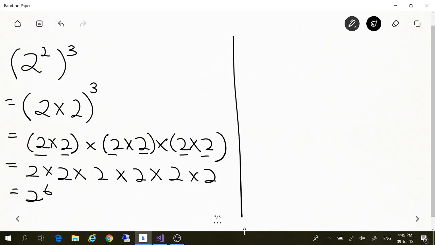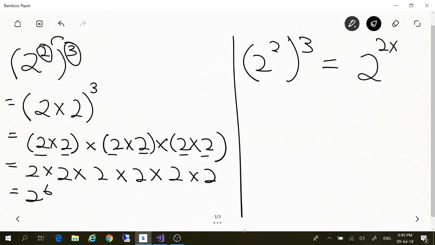To keep things easier, isn't this the multiplication of 2 and 3? So 2 to the power of 2, bracket to the power of 3, is equal to 2 to the power of 2 times 3, which is equal to 2 to the power of 6.